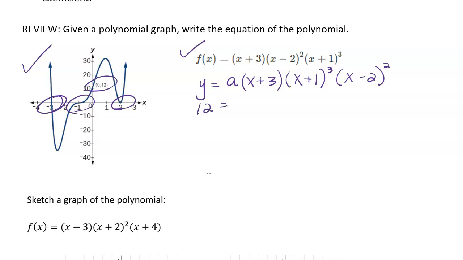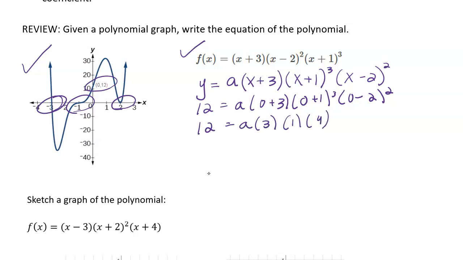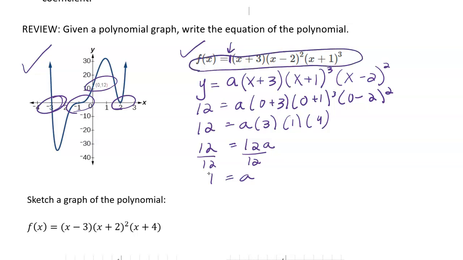We put the 12 in, and we put the 0 in, and we're going to solve for a. I'm just going to finish those steps out really quick. And a does equal 1, so there's an understood 1 right in there. And so this was our answer written in your complete function root form.